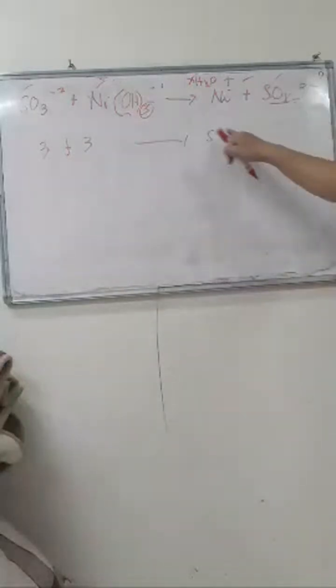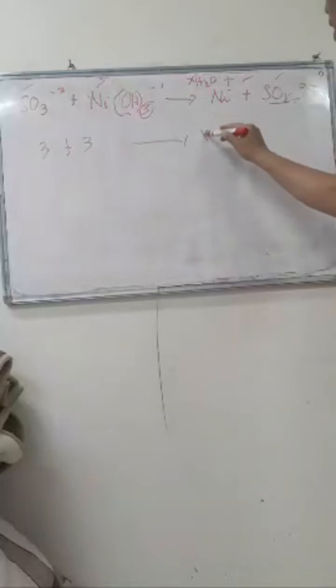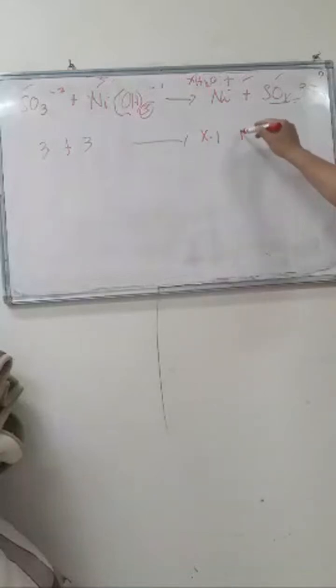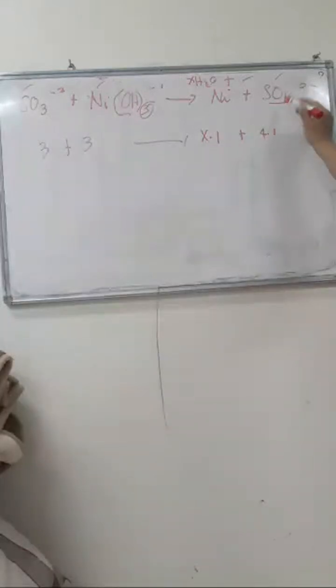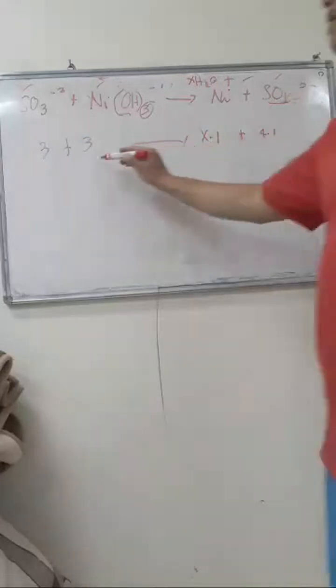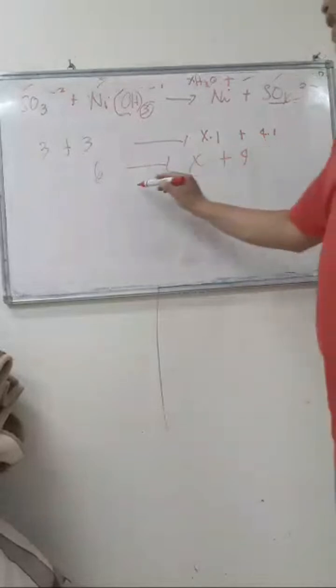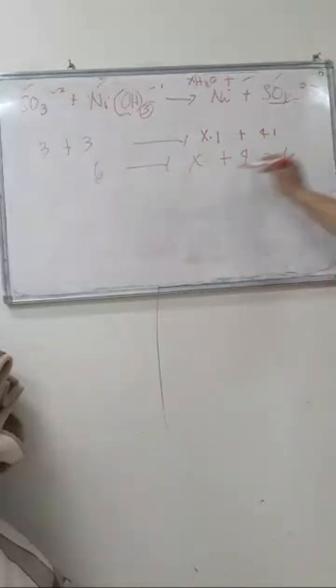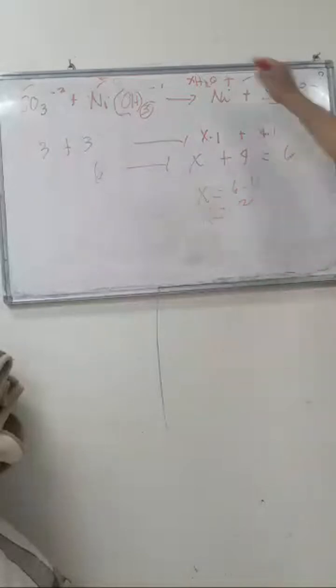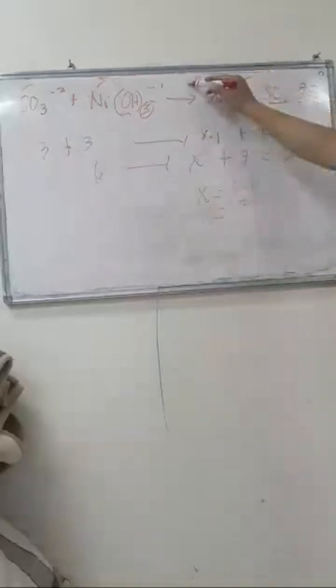You get the point? So listen, X times 1 plus 4 times 1, because oxygen here is 4. 6 is equal to X plus 4. So X is equal to 6 minus 4. X is equal to 2. So put 2 beside hydrogen. Now balance again.